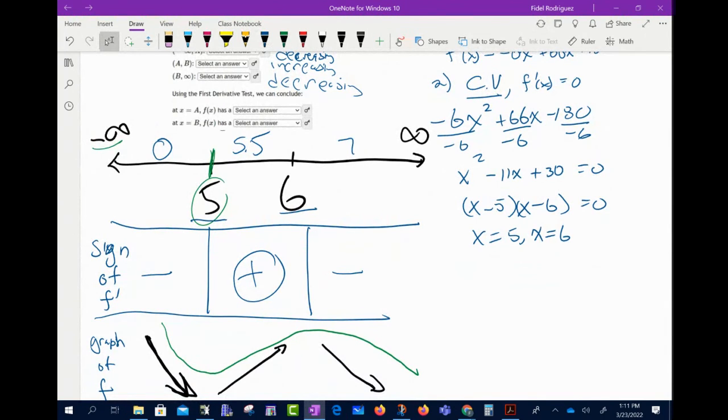Okay. Now, look what it says. At x equals a, and what they're referring to here, y'all, is that x equals 5. Would the function have a minimum or a maximum right here? That'd be a minimum, right? Can I write that? Okay. And then at x equals 6, we have a what? Does that make sense? Yeah?